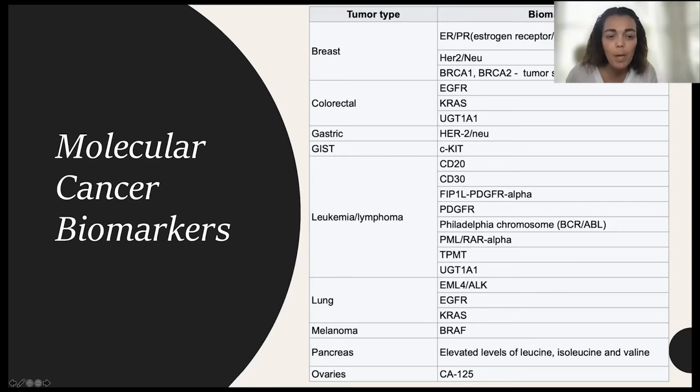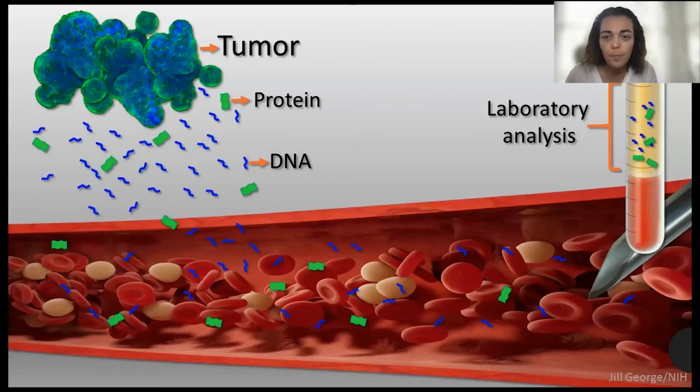BRAF for melanoma, CA125 in ovaries. This is one that we know is not that useful in ovarian cancer detection. So this is basically just a schematic of what and how this might happen.